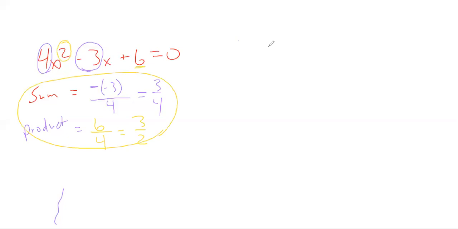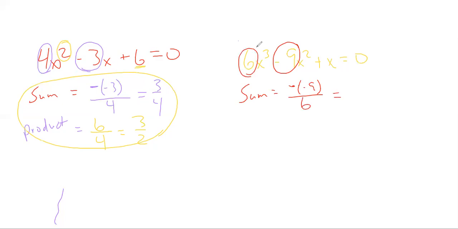Okay, what if they give me this? 6x cubed minus 9x squared plus x equals 0. The sum is equal to negative the second term. Hey, look at that. Negative 9 over the leading coefficient, which is 6. So negative negative is positive, 9 over 6, reduce it to 3/2. There's the sum.